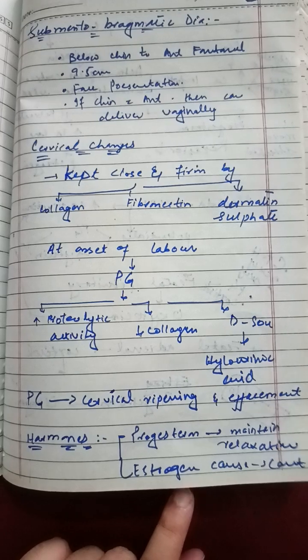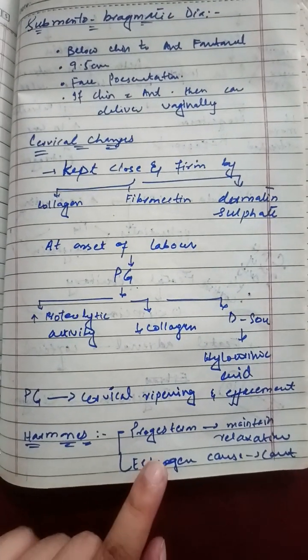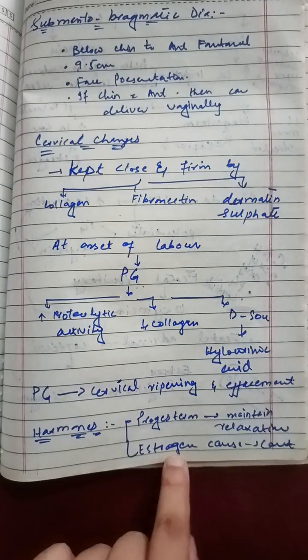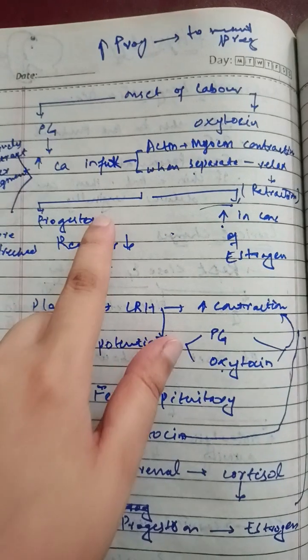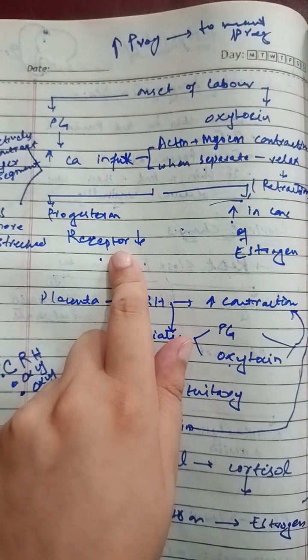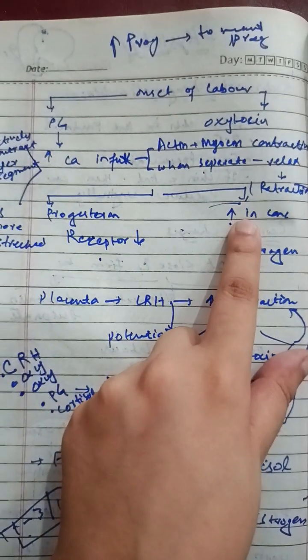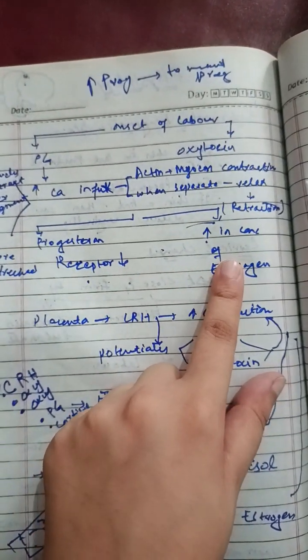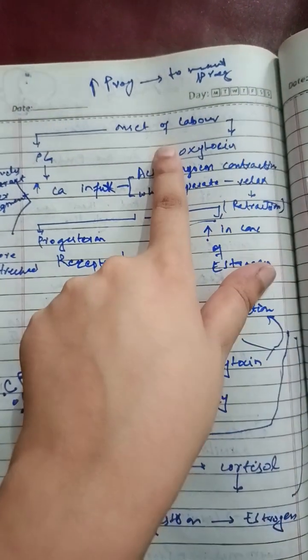So before the onset of labor, the estrogen level in the body will be low, but the progesterone level will be high. At the time of onset of labor, the progesterone receptors decrease and estrogen receptors increase, due to which the uterine contractions start and result in the onset of labor.